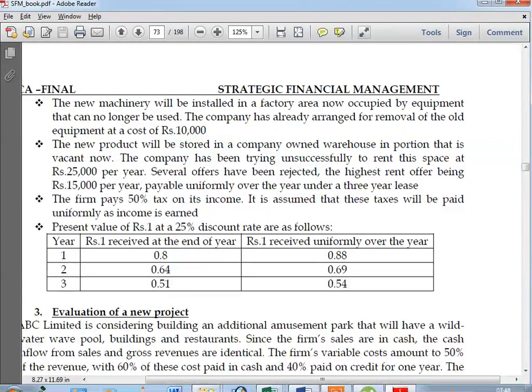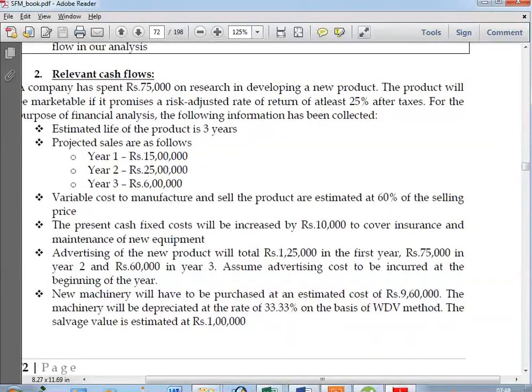Any doubts on this concept? Now we will first calculate the cash flows in a normal manner, ignoring all of this that I've talked about. We will calculate the cash flows normally, and then I'll make certain adjustments to the cash flows. I'll explain each adjustment as we do it. Working note 1, initial outflow.